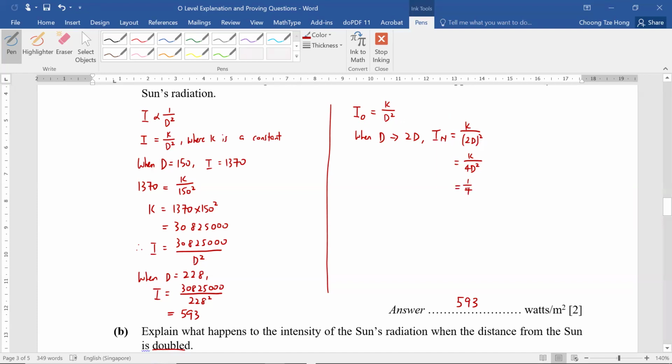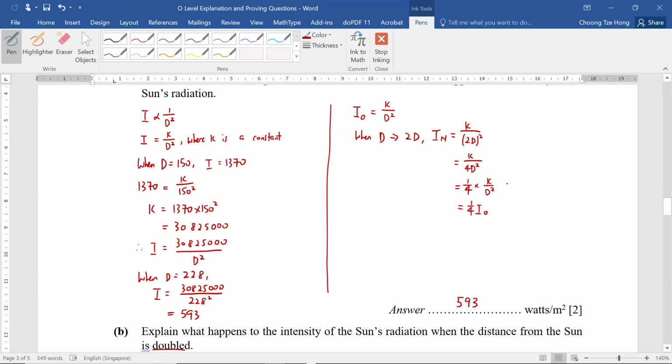If you agree with me, this will become 1/4 times K over D squared. But as you can see over here, K over D squared is I naught. So this becomes 1/4 I naught. So what happens when you double the distance? The new intensity becomes 1/4 times the original intensity. So this is what happens when you double the distance.